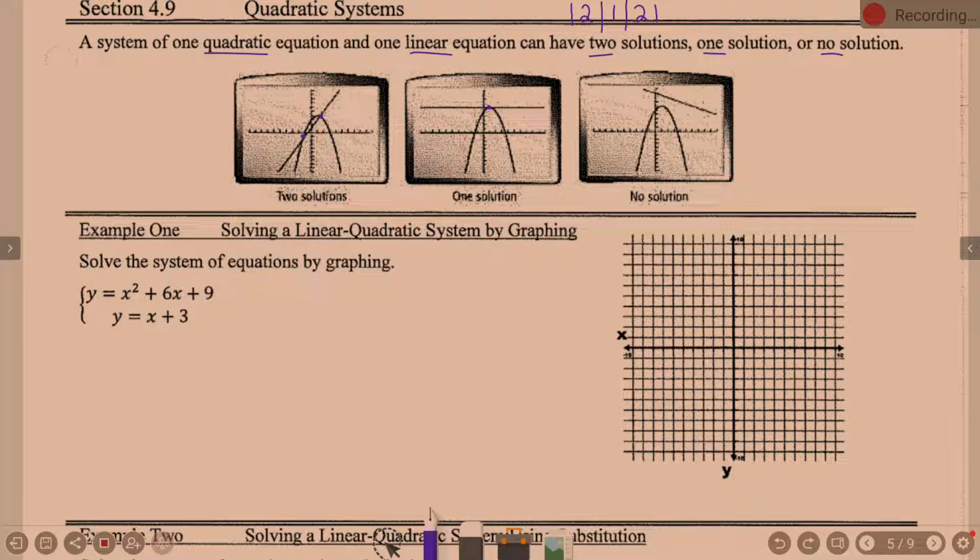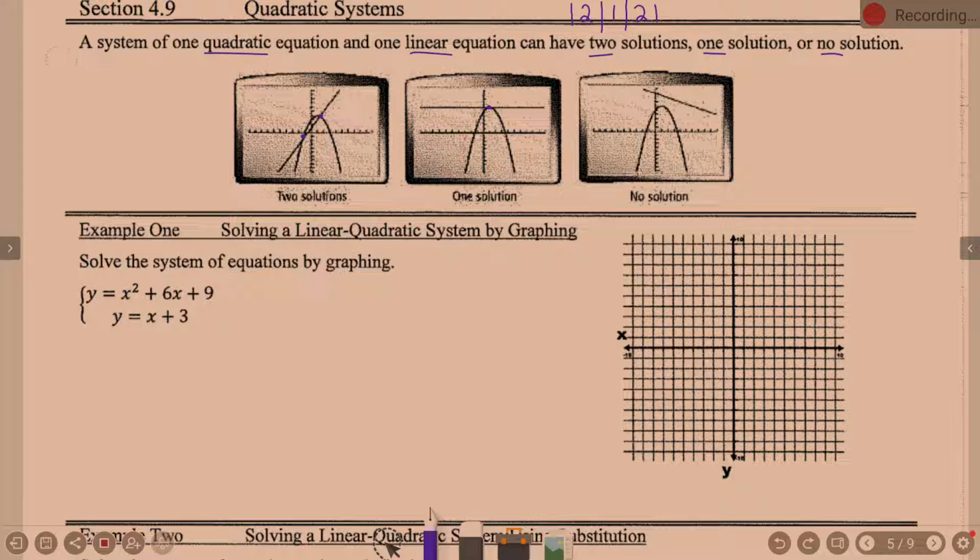What's the idea of graphing? When we're trying to solve a system of equations by graphing, we're going to graph one, graph the other, and then with the idea of looking for where they intersect, right? So, with that in mind, the first one is a tough one. How do we graph y equals x squared plus 6x plus 9? How do we graph these?